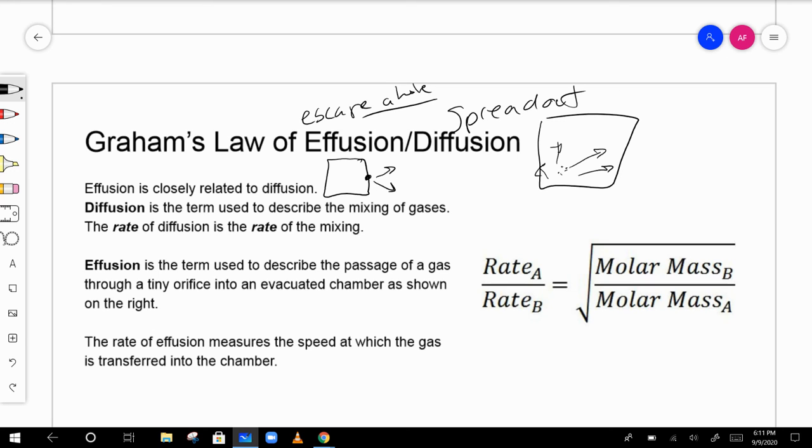And you can measure the rates the same way. The rate of gas A over the rate of gas B is equal to the square root of the molar mass of gas B over the molar mass of gas A. So just be careful because these are flipped compared to this. So just got to be careful there.